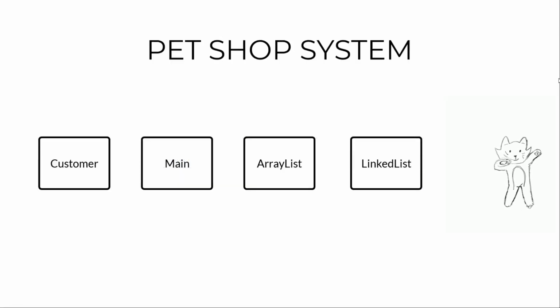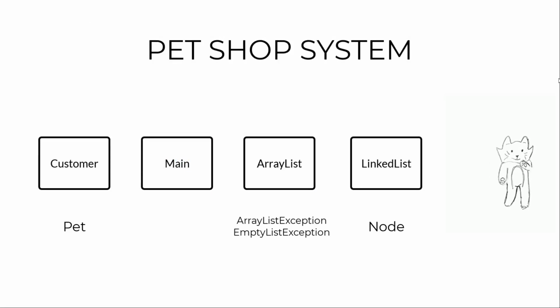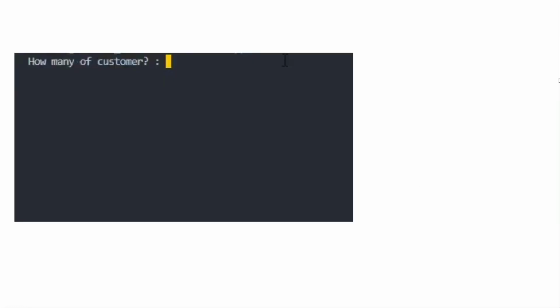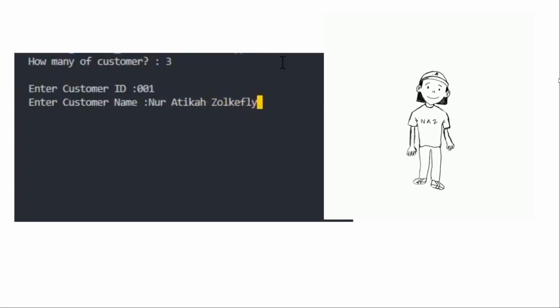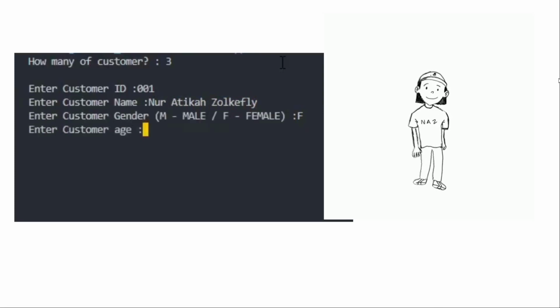I created a system for a pet shop. There are 4 main classes and 4 subclasses. Before I explain the code, let me go through how the system runs. First, we need to input the number of customers and fill in their details. So we fill the customer detail with their name, ID, age, and gender.